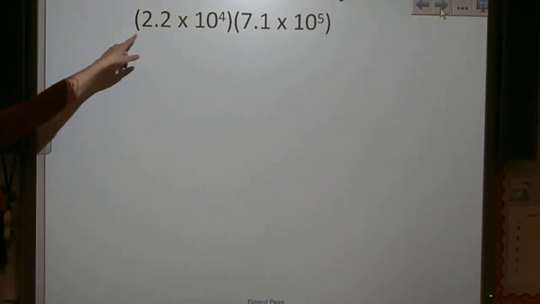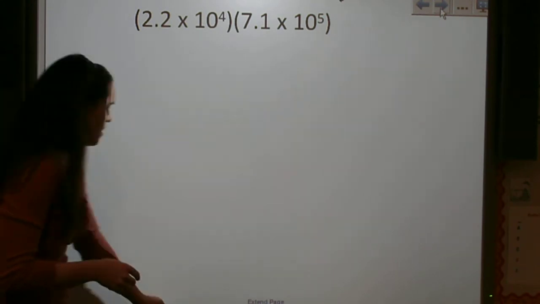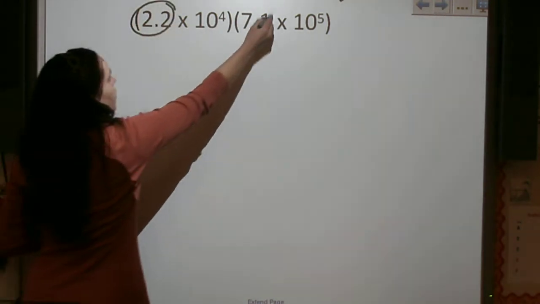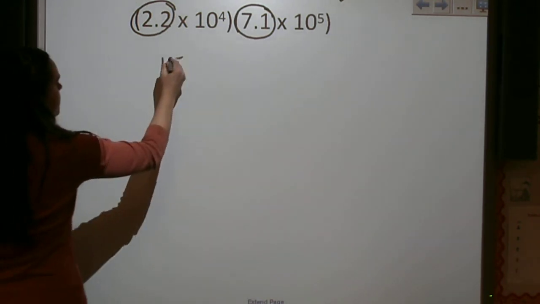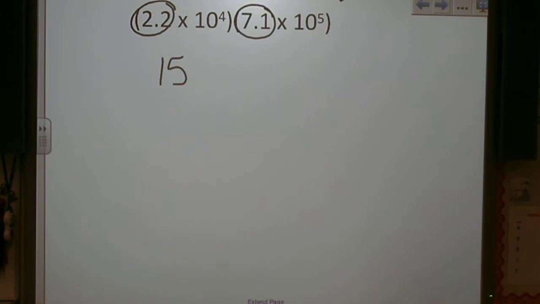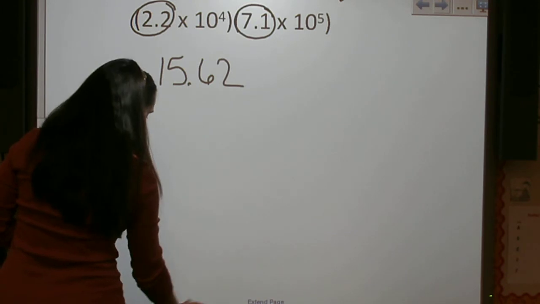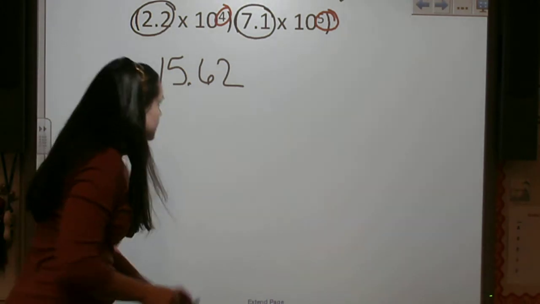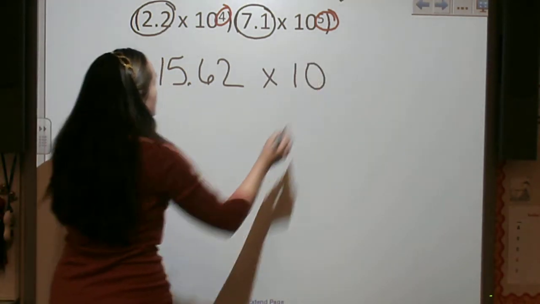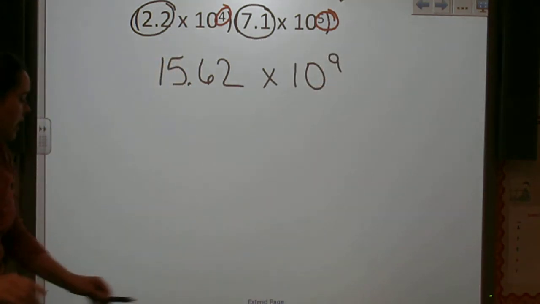Alright, the next example is 2.2 times 10 to the 4th times 7.1 times 10 to the 5th. The first thing we want to do is look at these coefficients and say, what is 2.2 times 7.1? And the answer is 15.62. The next step is adding these exponents. The base stays the same, times 10, and we have 4 plus 5 is 9.